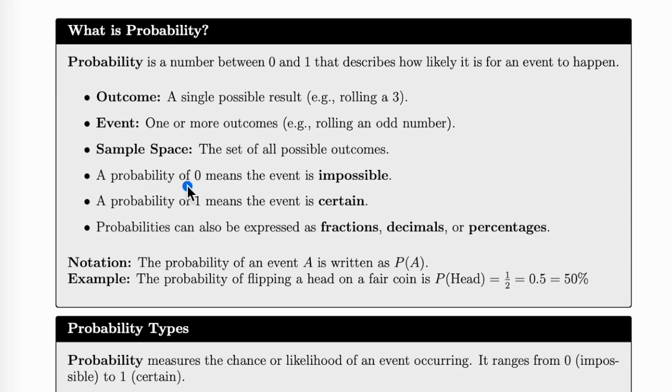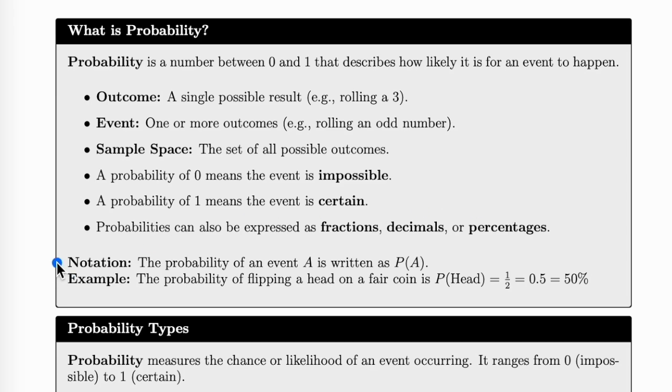If I was to talk about the probability that an event is impossible, I would say that's 0% if I want to talk about it in percent form. When we talk about a probability of 1 in percent form, that would be 100%. So we have to be able to convert between fractions, decimals, and percentages when we're talking about probability.